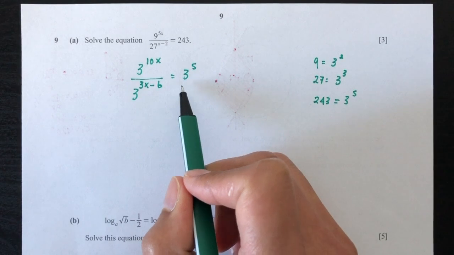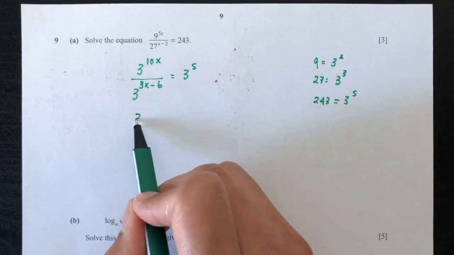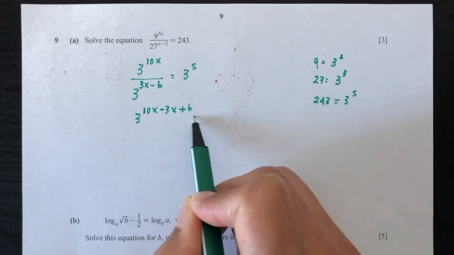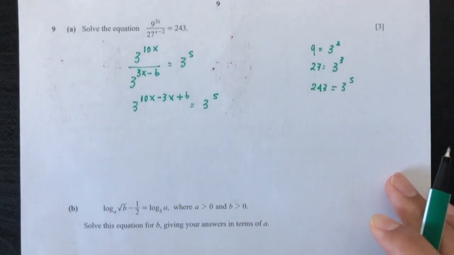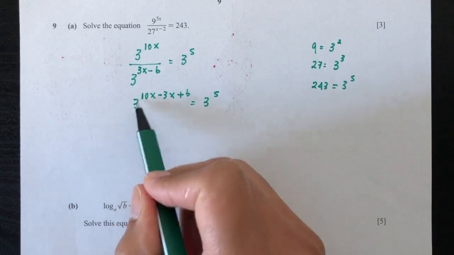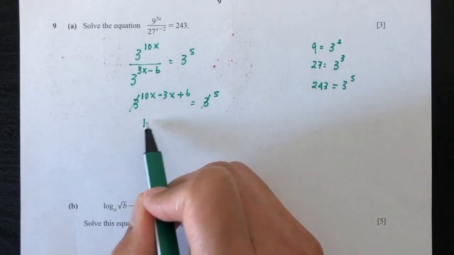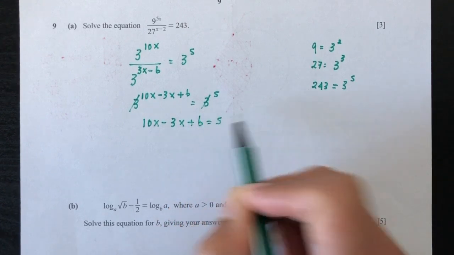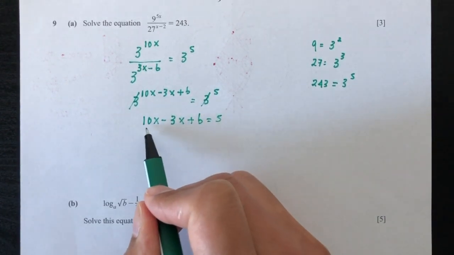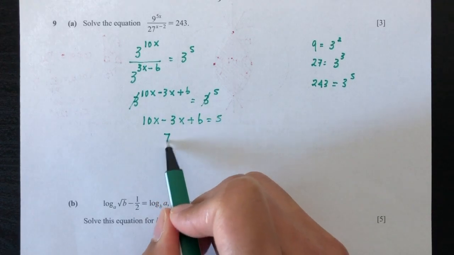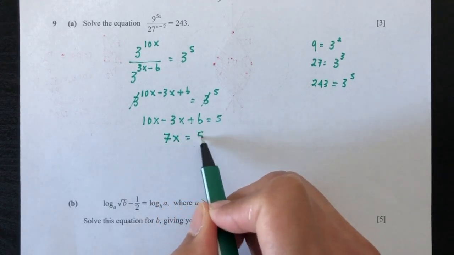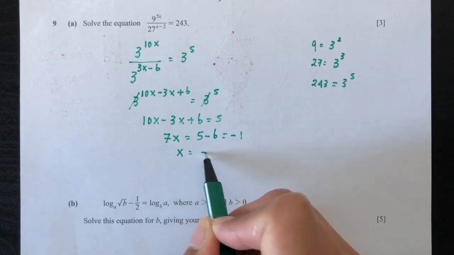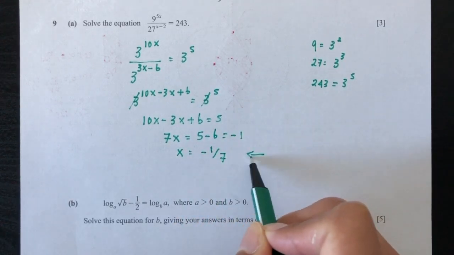Now if you simplify this one, you will have 3 power 10x minus 3x plus 6 equal to 3 power 5. Now since we have the same base, we can just cancel out the base. You will have 10x minus 3x plus 6 equal to 5. Now 10x minus 3x, that is 7x, equal to 5 minus 6, which is minus 1. X will be minus 1 over 7. That is your value of x.